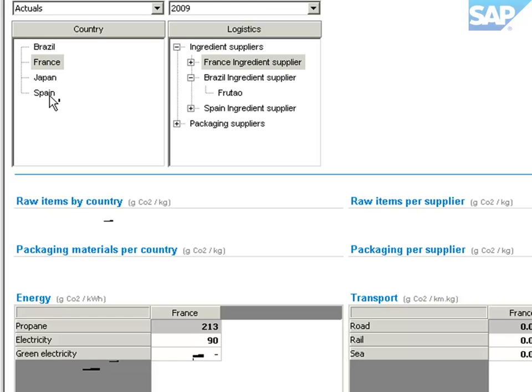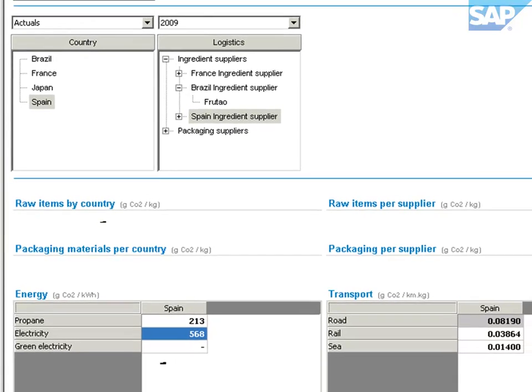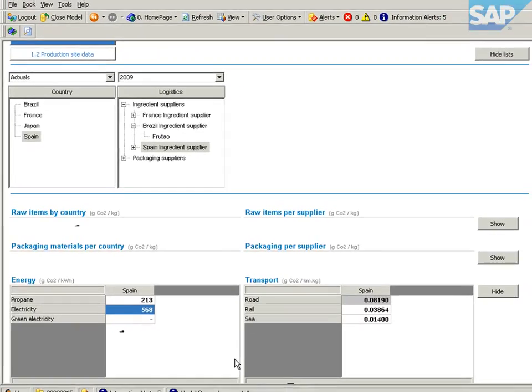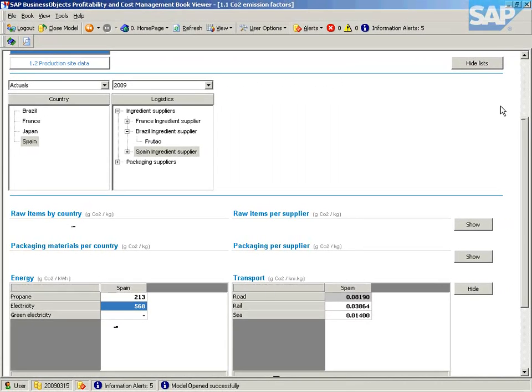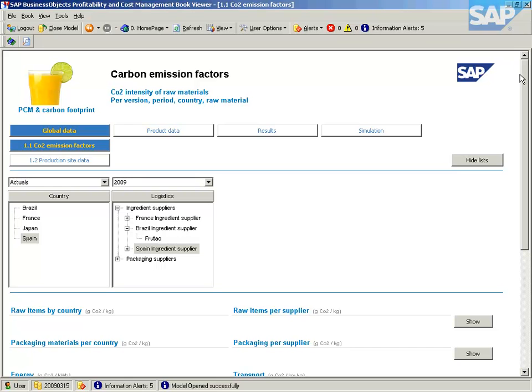However, changing this to Spain, we can see that it's actually 568 grams of carbon per kilowatt hour, probably due to a difference in the mix and the methods in which electricity is generated between the two countries. France primarily uses nuclear methods to generate electricity, which is obviously far lower in carbon impact, than the burning of fossil fuels, which is the primary approach used in Spain for electricity generation. So maybe to assess the impact of changing our approach to this manufacture, we can do a simulation.